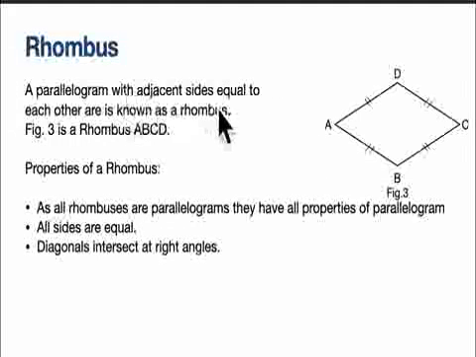Next we have the rhombus. A rhombus is a parallelogram with adjacent sides equal to each other. So let ABCD be a rhombus. So AB will be equal to CD. Now if AB is equal to CD, and we know that in a parallelogram opposite sides are equal, that is BC is equal to AD. So AB is equal to BC and BC is equal to AD.